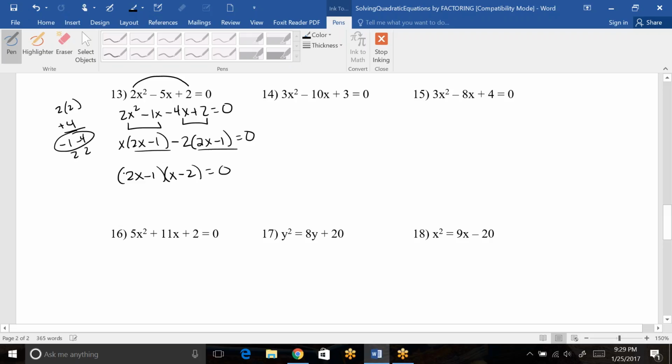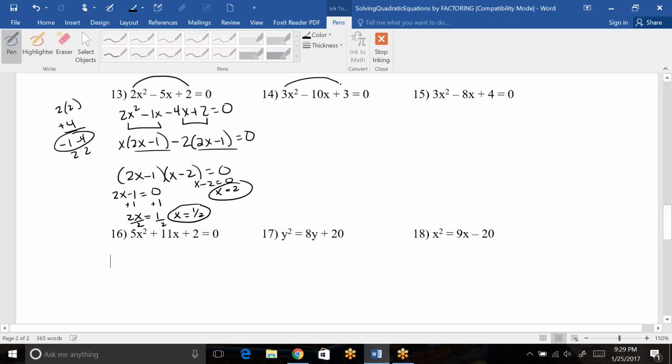Now this is different. This is the first time we've had something in a parentheses to solve that was not a 1. So when we set 2x minus 1 equal to 0, there's 2 steps to solve this. You have to add the 1 and then divide by 2. So one of my solutions is 1/2. And then x minus 2 equals 0 gives me positive 2.